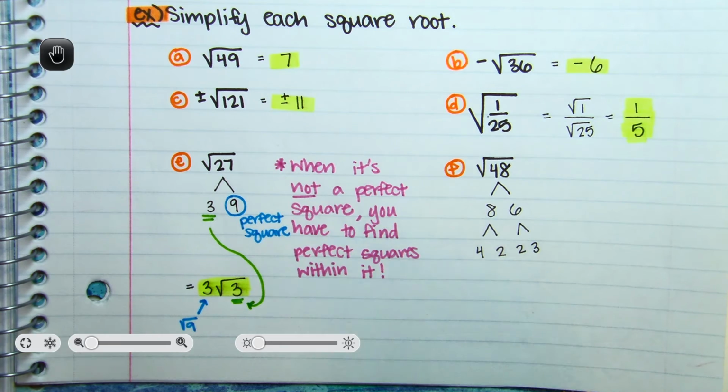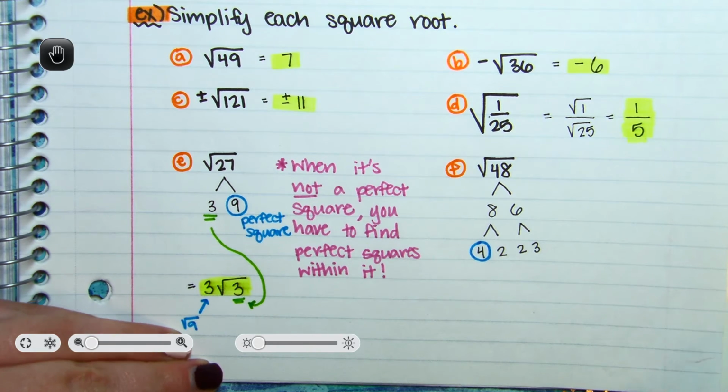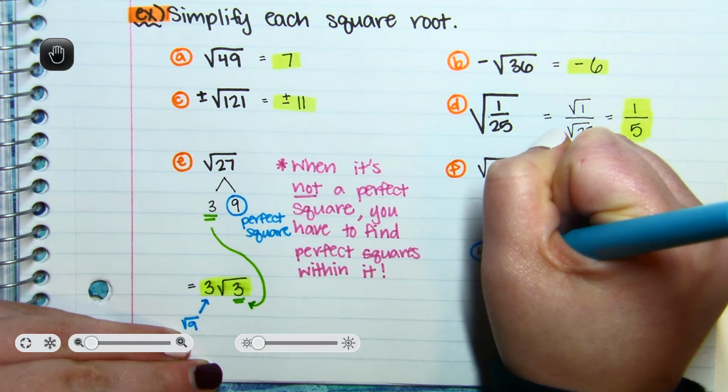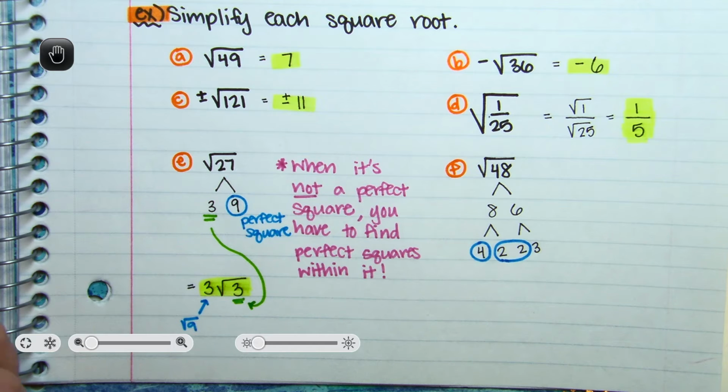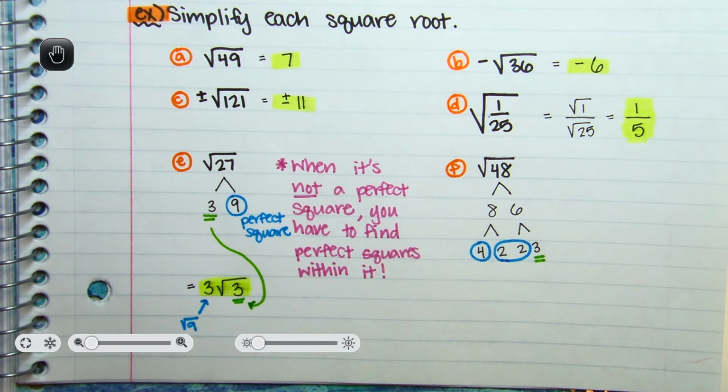So now I have 4 as a perfect square, and then I have another perfect square, this 2 times 2. That's also 4, so that gives me another perfect square. And then this 3 is the little lonely guy that's left over at the end. That is not a perfect square and will not come out of the radical.